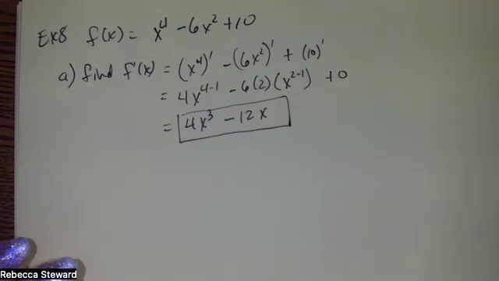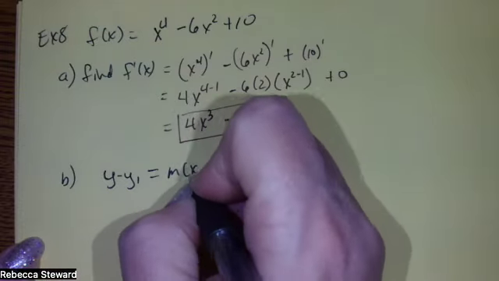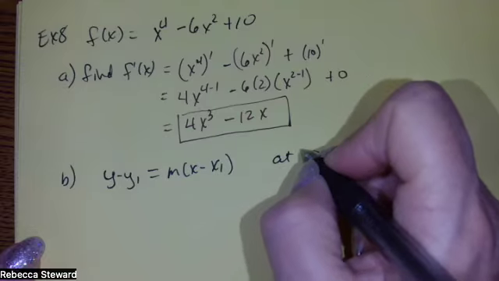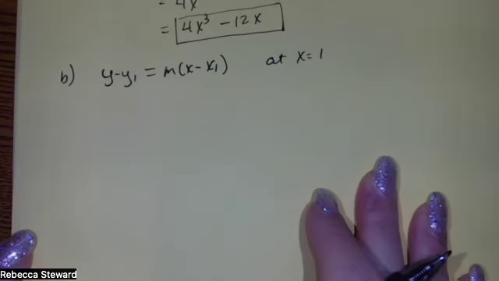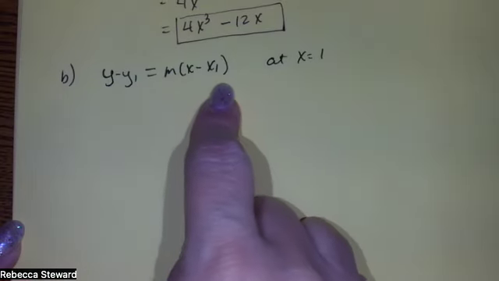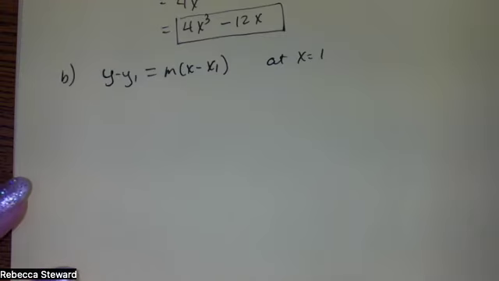Now for b, we are asked to find the equation of the tangent line at x equals 1. So the equation of a line is y minus y1 equals m times x minus x1. And we're asked to find that at x equals 1. So we need a point and we need a slope because this is the point slope formula. So let's find our point first.